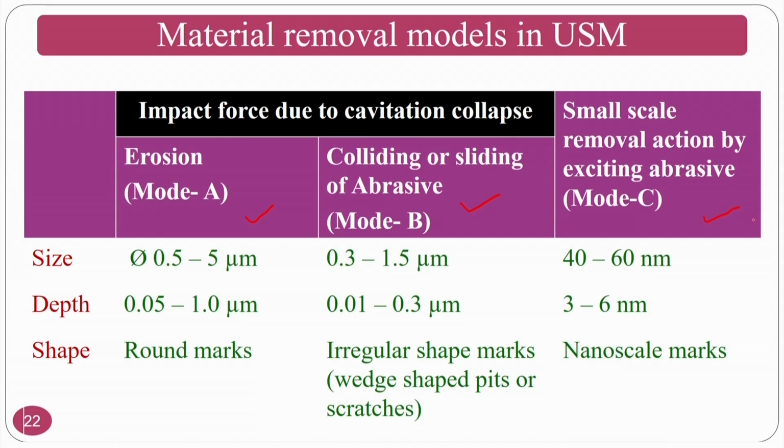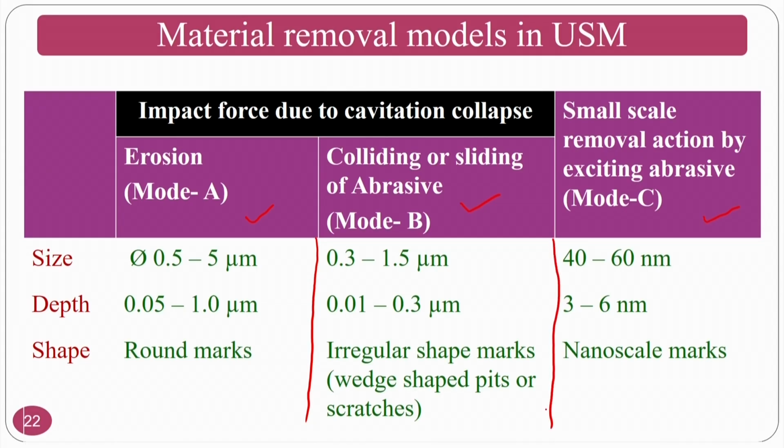If you see the size, 0.5 to 5 microns normally, if you see the collide distance, it gives the depth 0.05 and the shape normally gives round marks. Basically erosion will give the round marks. If you see the colliding or the sliding action, what will happen? Normally the size will be 0.3 to 1.5 microns, where the maximum depth it can create is 0.3 microns, and irregular shape marks, wedge shape pits or scratches are normally seen.